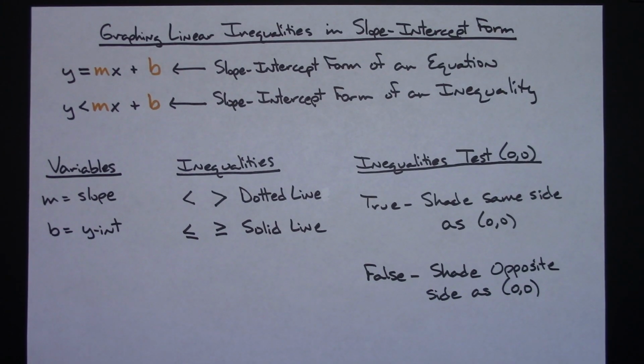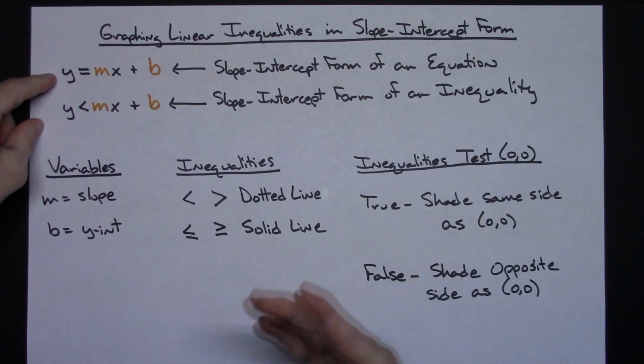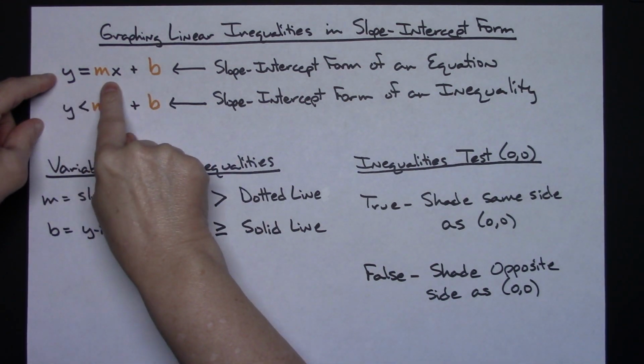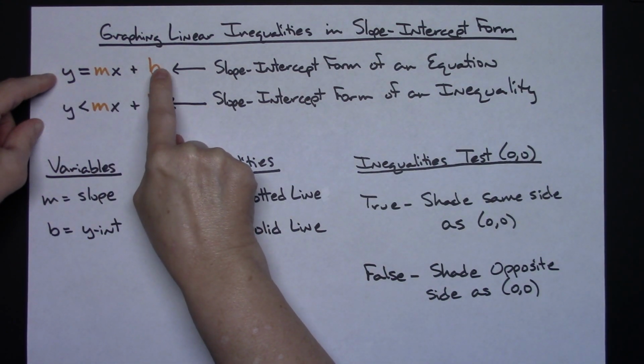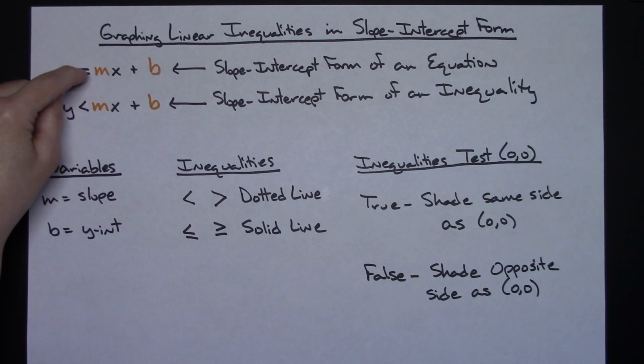In this video, I'm going to be demonstrating how to graph a linear inequality that is in slope-intercept form. First of all, I would like to review slope-intercept form of an equation. Y equals mx plus b. B is your y-intercept and m is your slope. And this is what it looks like when it's an equation.